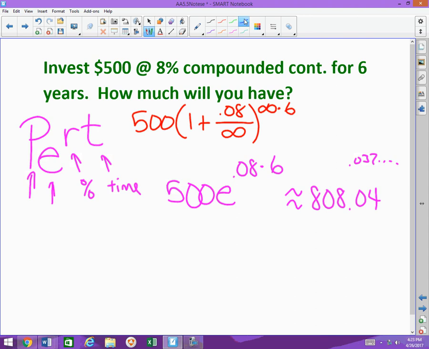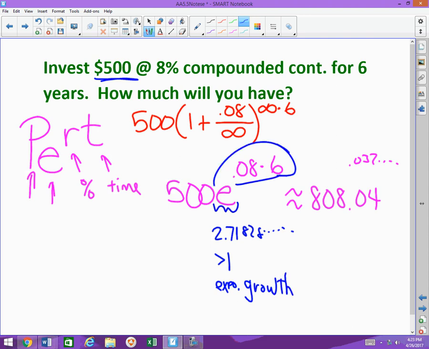And so that is how you set up an equation dealing with compounding continuously. Take your initial value, put it times e to the 0.08 times 6. Remember now this value is 2.71828 and so on and so forth. So that is greater than 1, which makes this an exponential growth function because that number is a positive number.